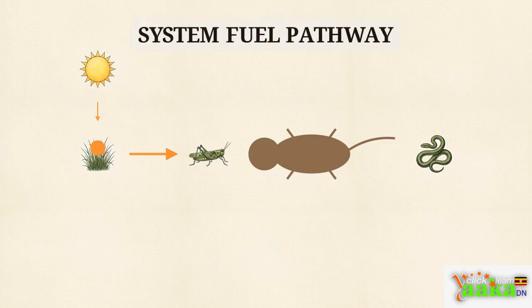A food chain is an absolute map of energy transfer. It traces exactly how solar power is converted into life-sustaining fuel, one organism at a time.